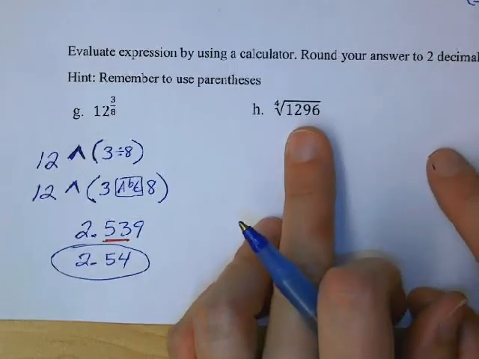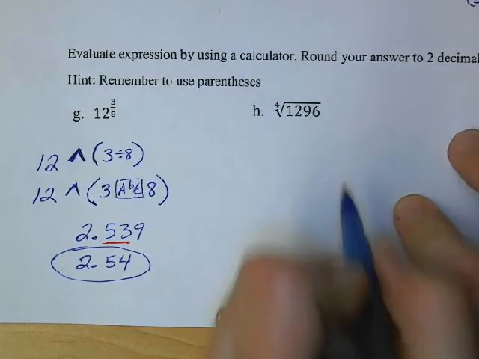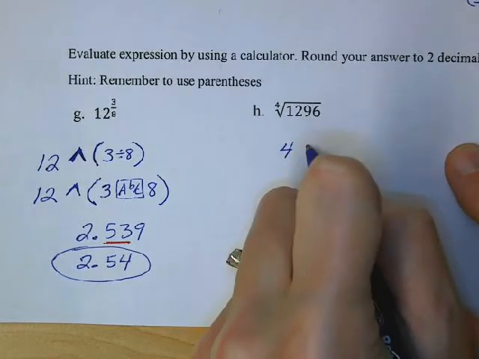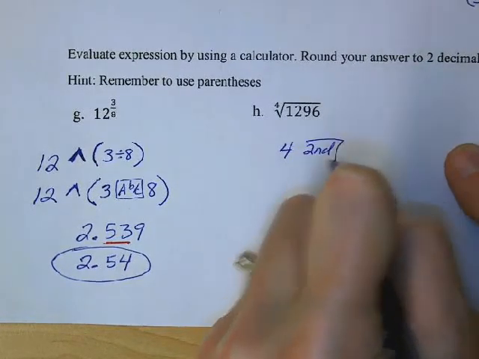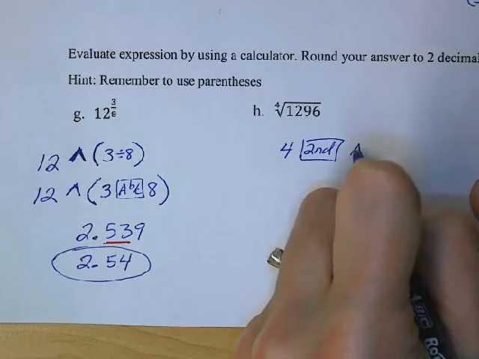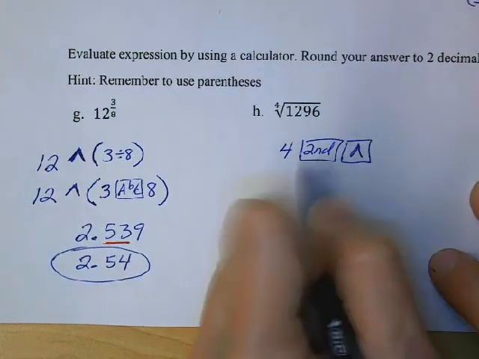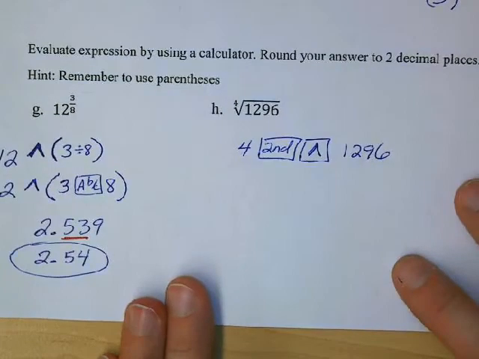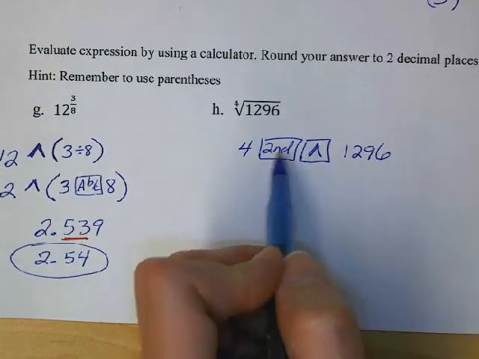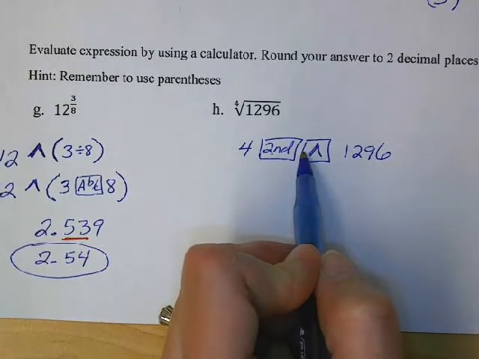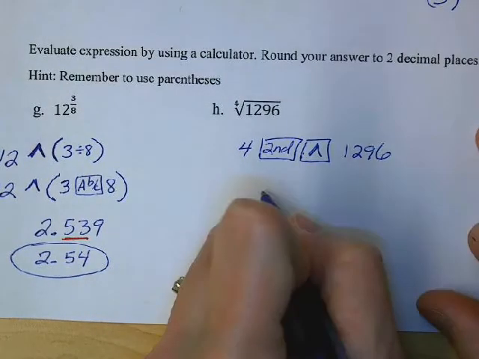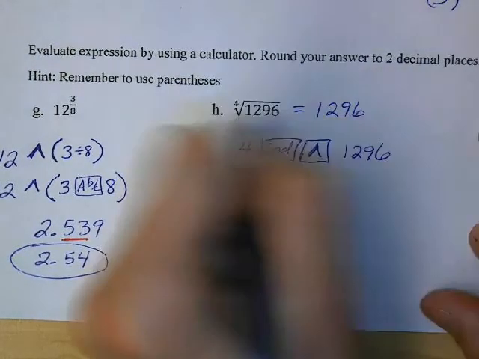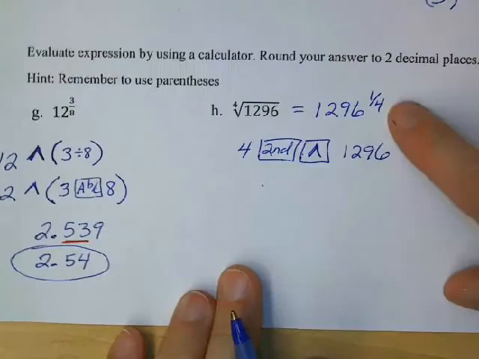And then here's another one. We've talked about how to type in those roots. You can type 4 and then hit the second key and then the up arrow key, because it'll give you a different root. And then the number 1296. You can do it that way, because when you hit the second up arrow, it gives you the different roots. Or you could type this as 1296 to the 1/4 power. That's the same thing also.